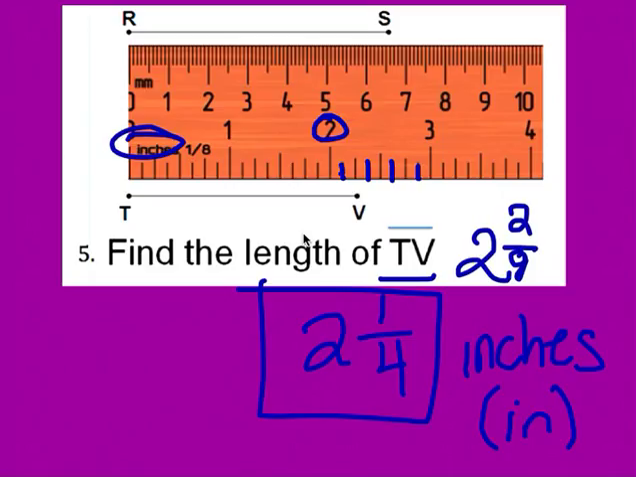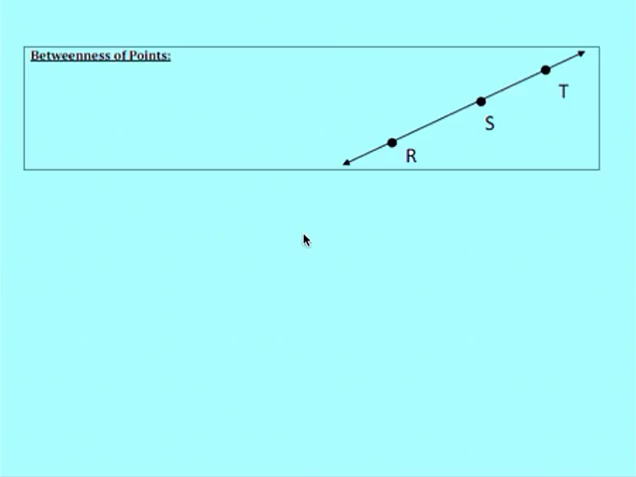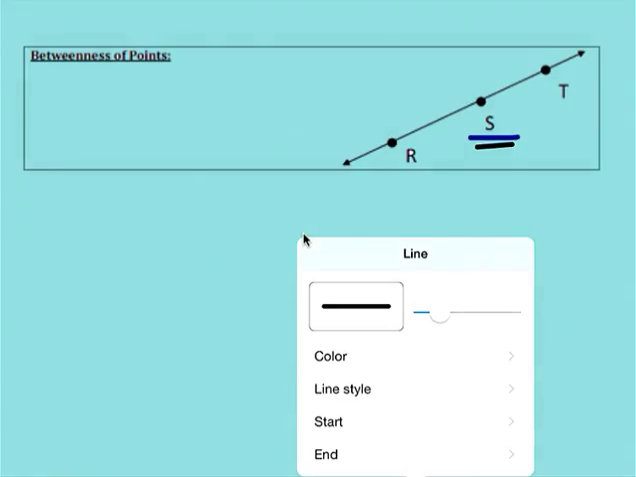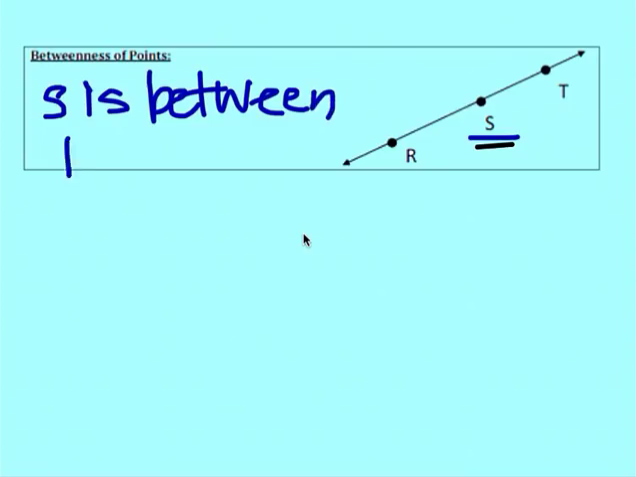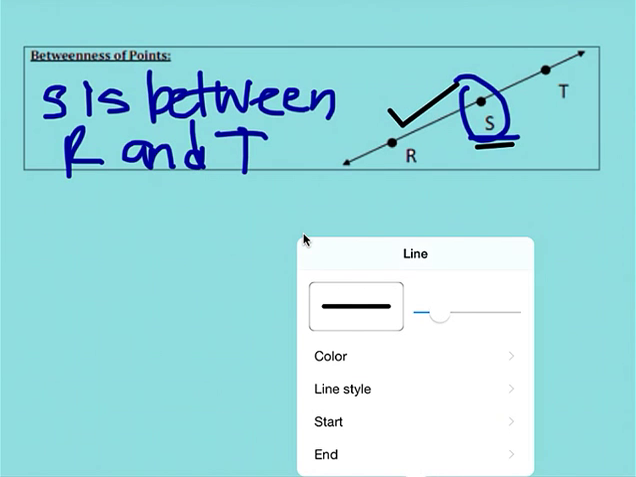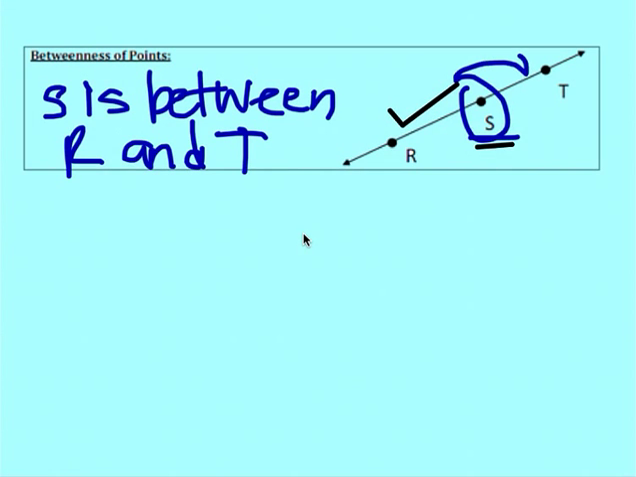All right, so now what we're going to do is we're going to define betweenness. So what is betweenness? So betweenness is a point. So we're focusing on this S. So if something is in between, we say that S is between R and T. And it seems pretty obvious, right? Because S is literally sitting between R and T. Okay, so that's betweenness. It's in the middle of them on the line.